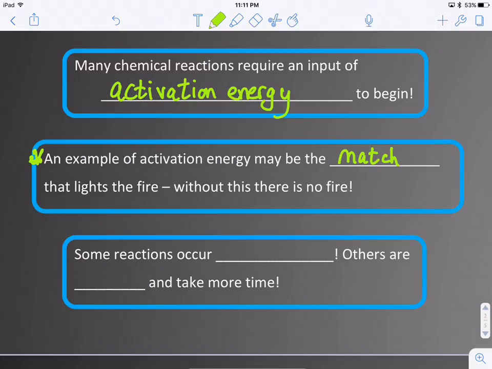In the body, this works, right? We don't have these small matches lighting fires within us. That would be really bad. But what we do need is small amounts of energy for our enzymes to begin making these chemical reactions occur in our body. And then once again down here, it's just important to remember that some chemical reactions occur quickly, right? And others are slower, okay? And that's just the way it is.